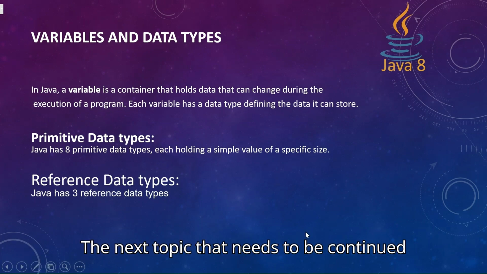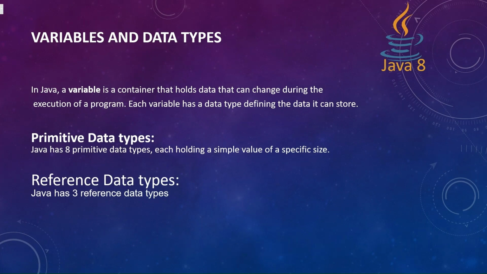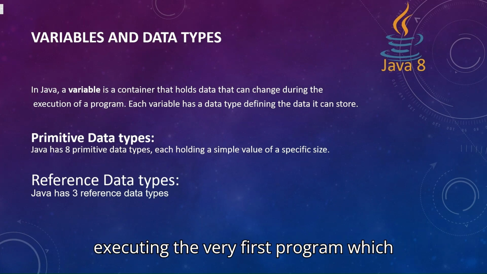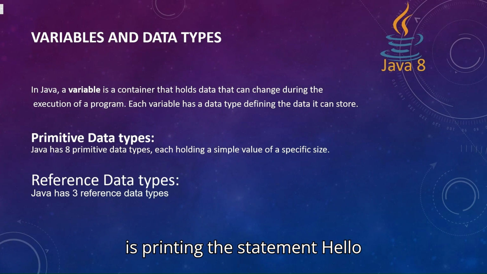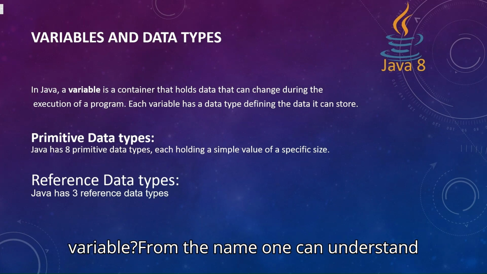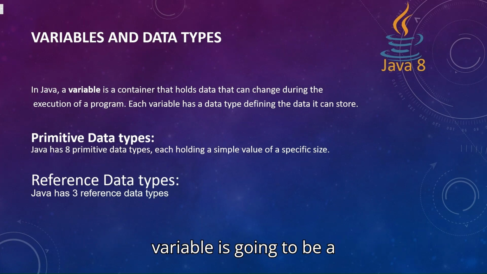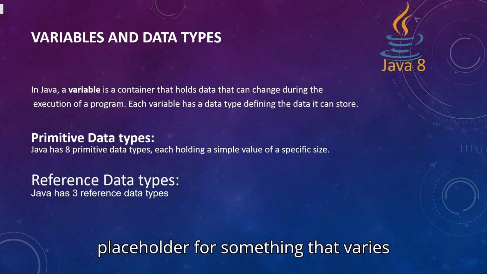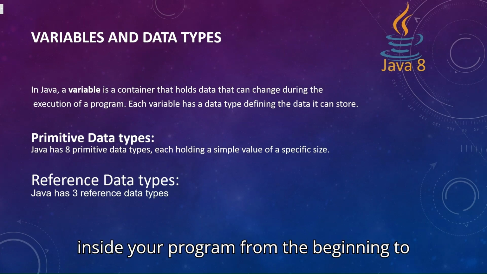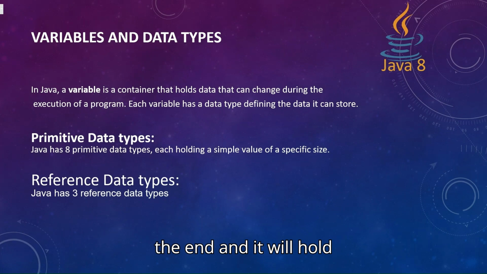The next topic that needs to be continued, after one has installed their IDE and Java, and made progress executing the very first program, which is printing the statement "Hello World," is variables and data types. What is a variable? From the name, one can understand a variable is going to be a placeholder for something that varies. It would continue to be available inside your program from the beginning to the end, and it will hold the information of various statuses of your program.